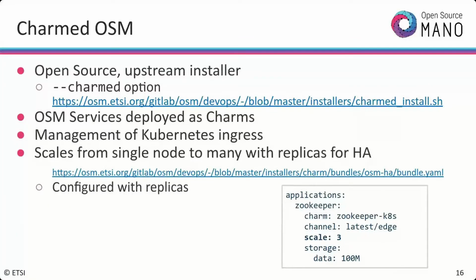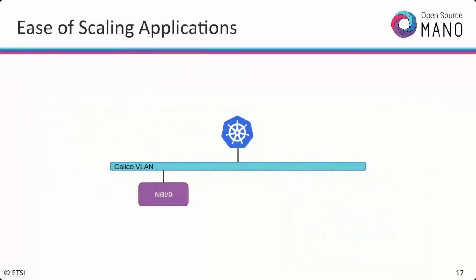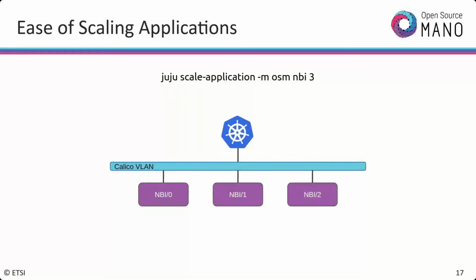So you can do a Charmed install with just a single node, or you can have it in HA where it's going to install many replicas. And once we have that, as you saw, the ease of scaling applications, we can just say juju scale-application NBI to 3 units, and we'll get additional copies of it running. I could say 5, I could say 1, I could say 0, and that would stop the NBI, and people would no longer be able to talk to OSM as long as there were 0 instances running.